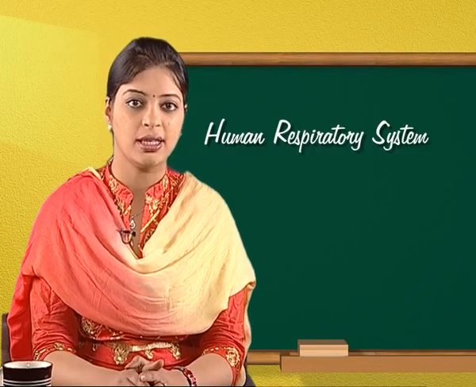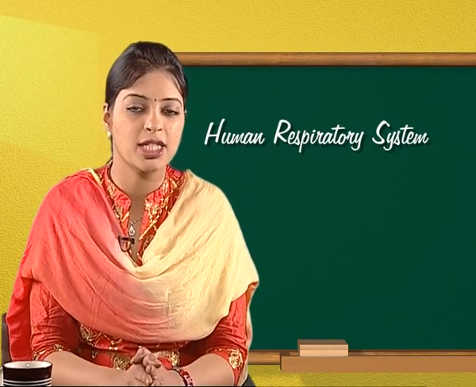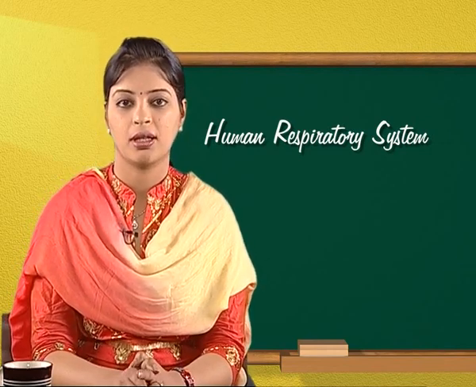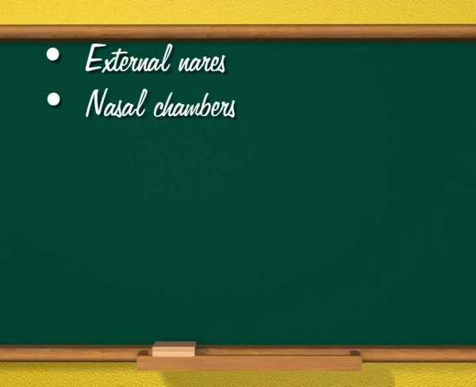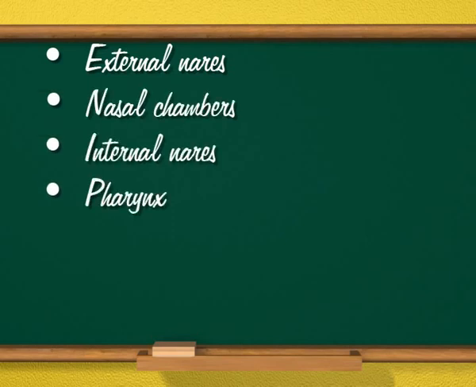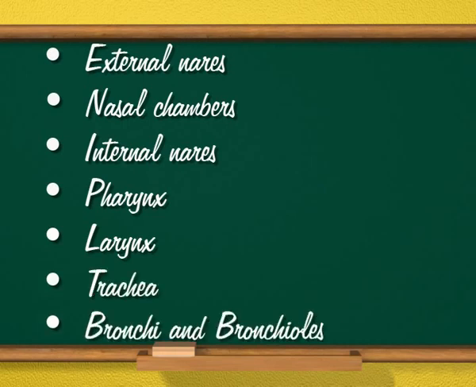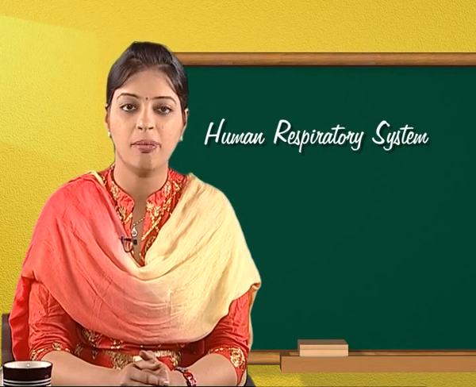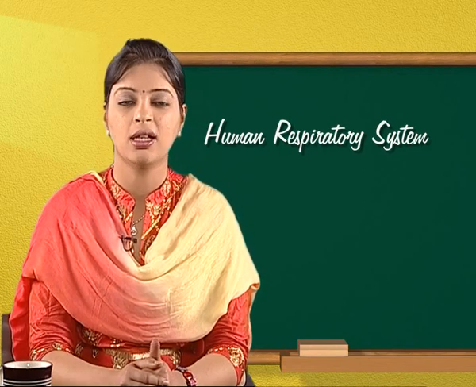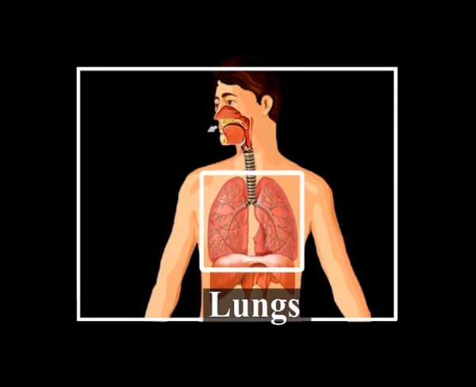Now the next question is, name the different parts of the respiratory tract of man. And the answer is, the respiratory tract consists of external nares, nasal chambers, internal nares, pharynx, larynx, trachea, bronchi and bronchioles. Now another question is, name the main respiratory organs of man. Well, the answer is, lungs are the main respiratory organs of man.